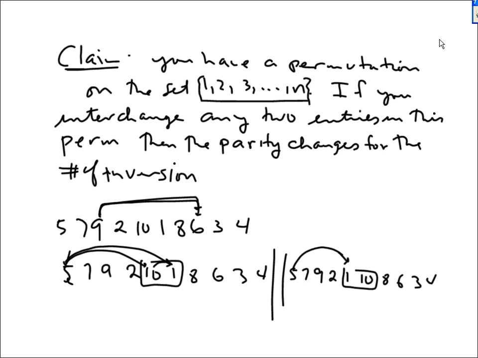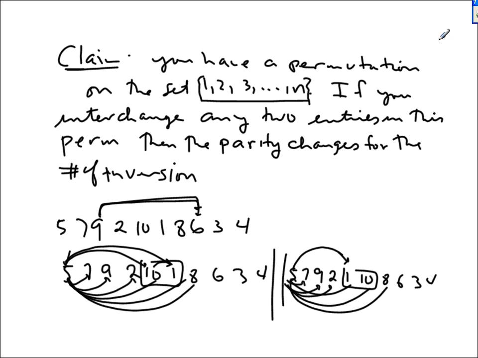I mean, 5 is still before 7. 5 is still before 9. 5 is still before 2. 5 is before 10 like it is here. 5 is before 1 like it is here. 5 is before 8 and 6 and 3. And 5 is before all of these numbers. You know what? 7 is before all of these numbers: 9, 2, 10, 1, 8, 6, 3, 4.